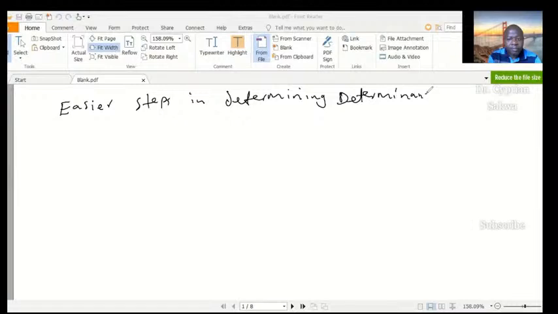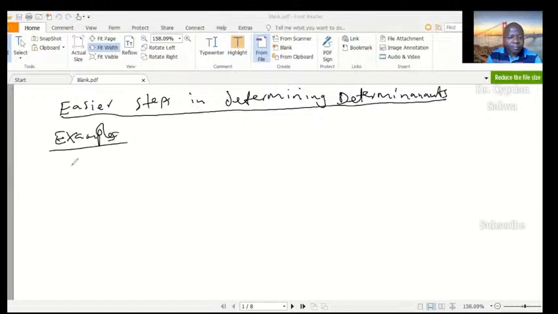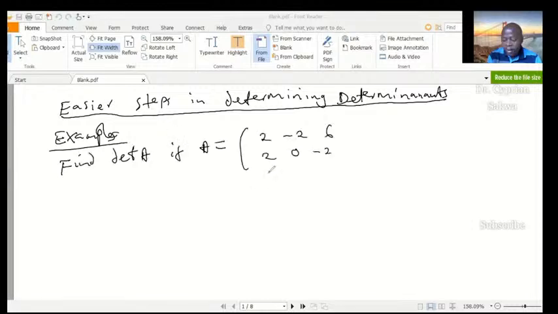And the example here is: find the determinant of A, if A is the matrix with rows 2, negative 2, 6, and then 2, 0, negative 2, and then 4, 2, 12. So the question is find the determinant of this matrix.